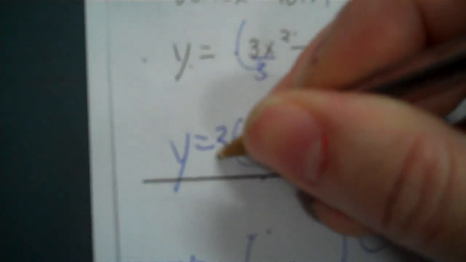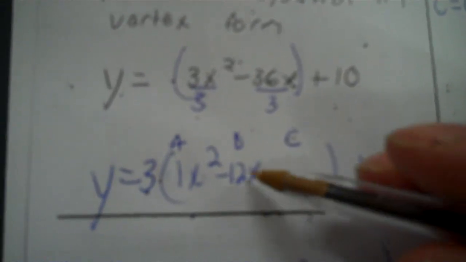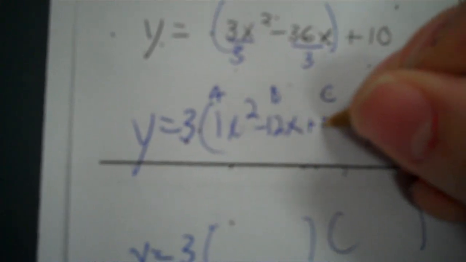Now this 3 I'm dividing by doesn't just go away. It now becomes in front of our parentheses. Now don't forget to divide the negative 36 by 3 too. That's negative 12x. Now the ABC is done from here. Okay, now let's get our C. So B is negative 12. Negative 12 divided by 2 is negative 6 to the second. That's 36. Okay, so plus 36.